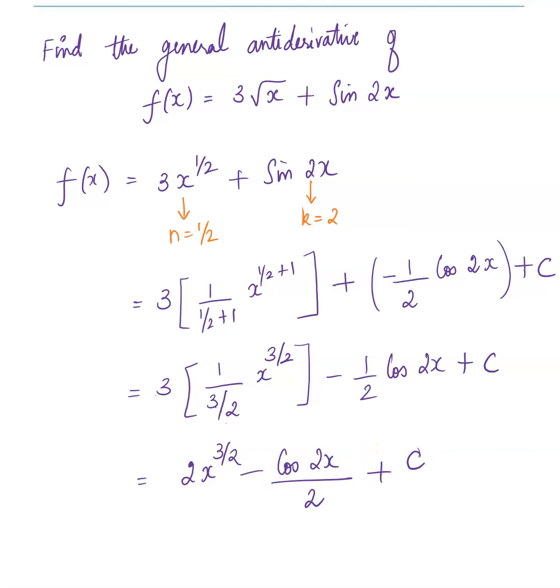This is a crisp way of writing them, but you can also write them as the coefficient separate from the cosine, no problem. So this would be our capital F of x, which is the general antiderivative.